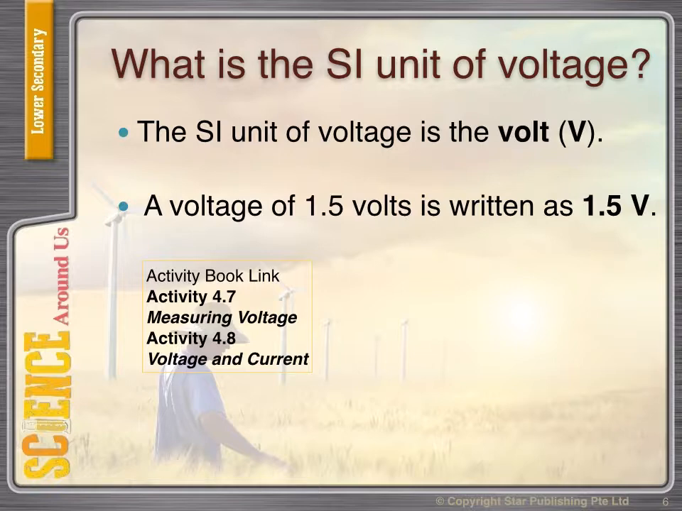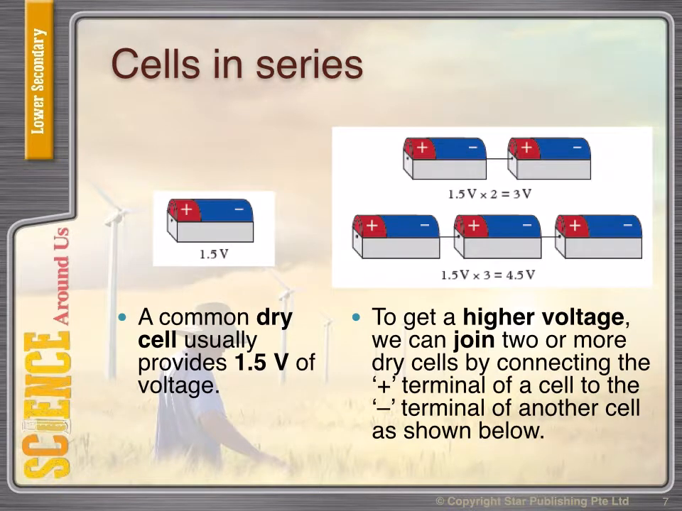Okay, let us move on to the next concept about what would be the effective or total voltage if I connect the batteries or dry cells in series, which is side by side. If one dry cell is usually 1.5 V, and I connect two or more in series, by connecting the plus and minus in sequence, then I will increase the total amount of voltage.